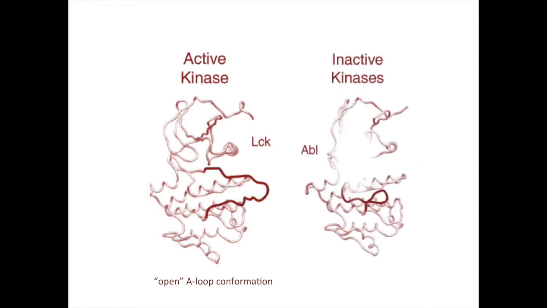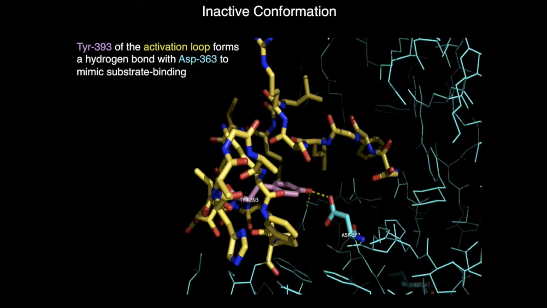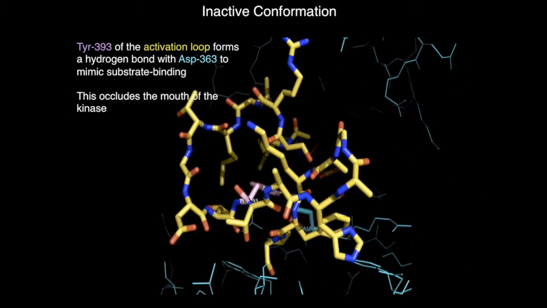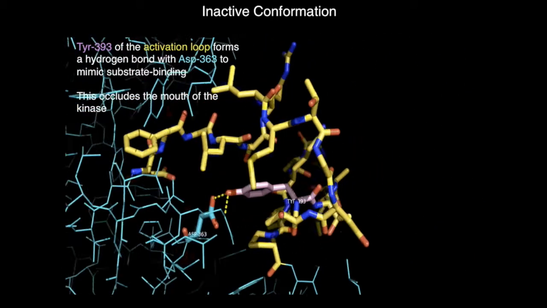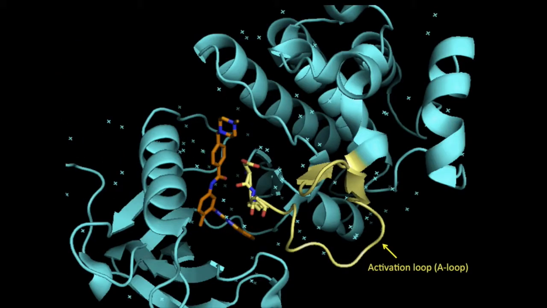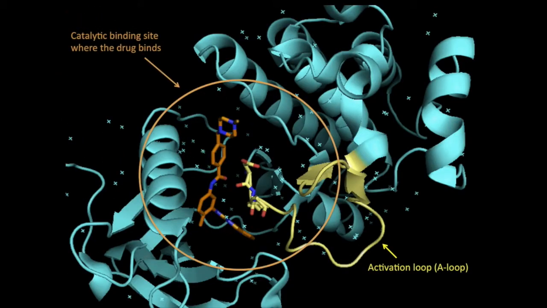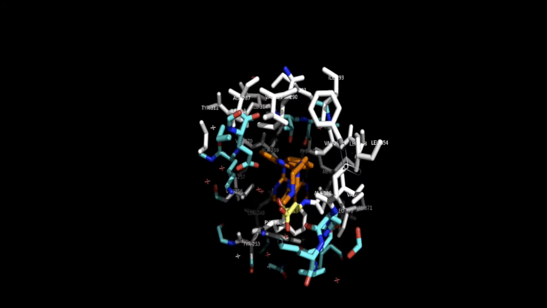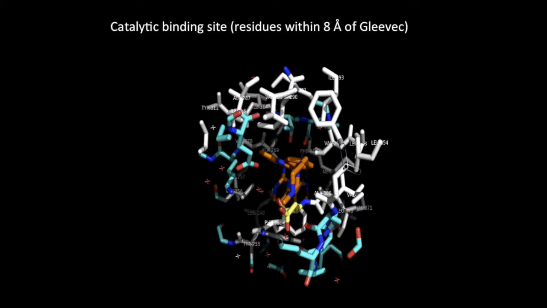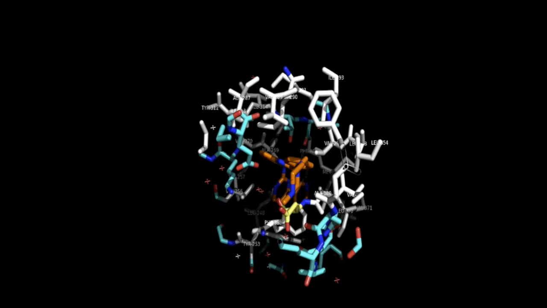In the inactive state, tyrosine 393 is unphosphorylated and points towards the center of the kinase, mimicking a substrate by forming a hydrogen bond with asparagine 363. In this conformation, the mouth of the kinase is occluded. The catalytic binding site of the ABL kinase domain consists of the interface between the N lobe and the C lobe. Gleevec binds to ABL's distinct inactive conformation by contacting 21 residues.